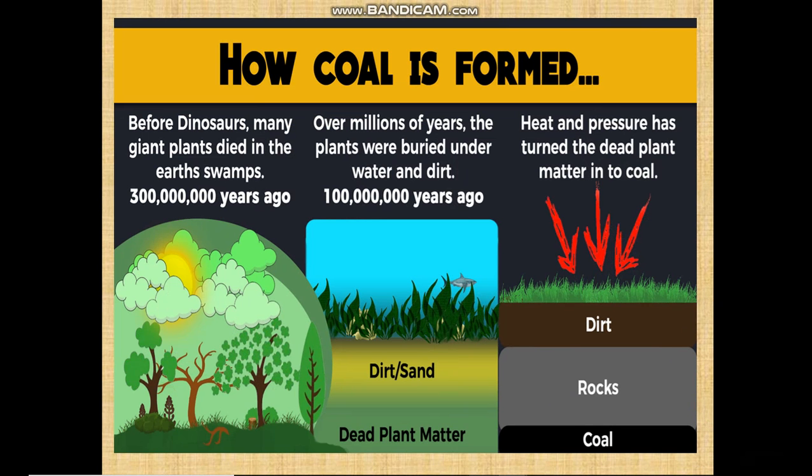Okay, so students, before dinosaurs, many giant plants, meaning big plants, died in the earth's swamps 30 to 100 million years ago. Over millions of years, the plants were buried under water and dirt. Heat and pressure started acting on them and converted the dead plant matter into coal. By this, the formation of coal takes place.